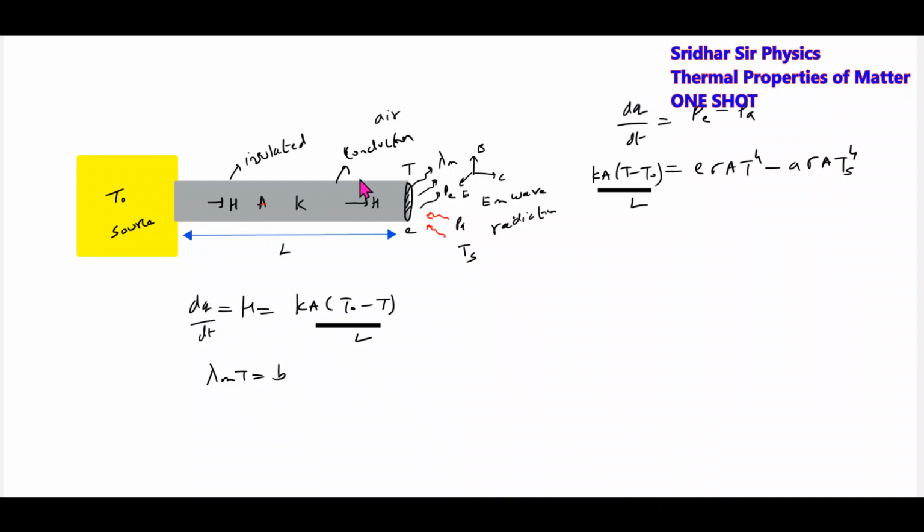Okay, agreed? This conduction and radiation like this you have to remember. This will be very, very important. The body will emit and also will radiate.